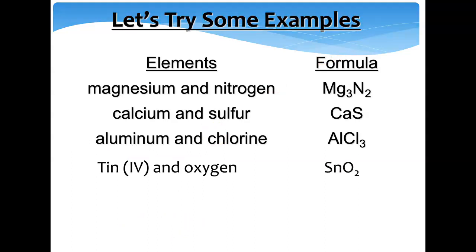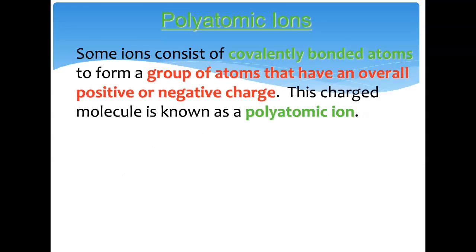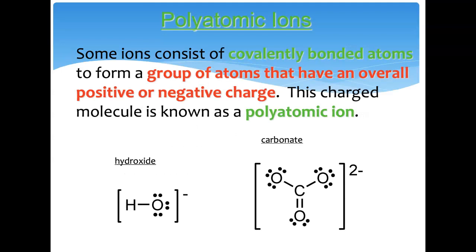Hopefully you thought SnO2, and that's going to be tin 4 oxide. Now, occasionally, we're not going to have just 2 elements for a compound. We may have something called a polyatomic ion. And a polyatomic ion is exactly what you would think it is. It has many atoms, and it is an ion.